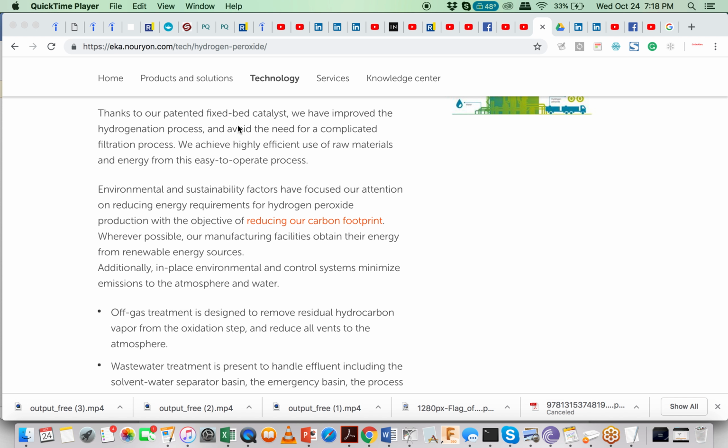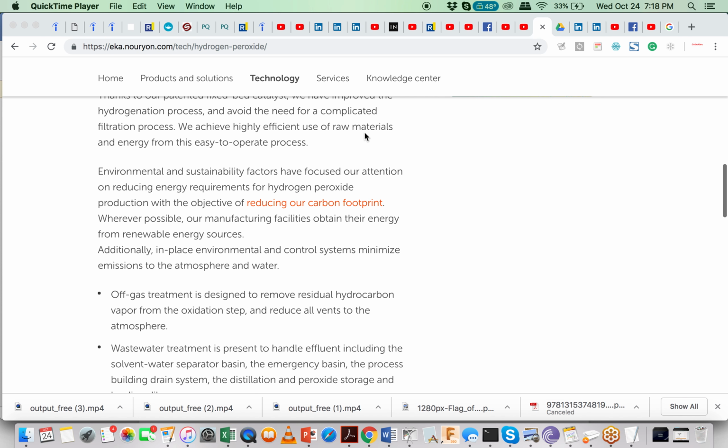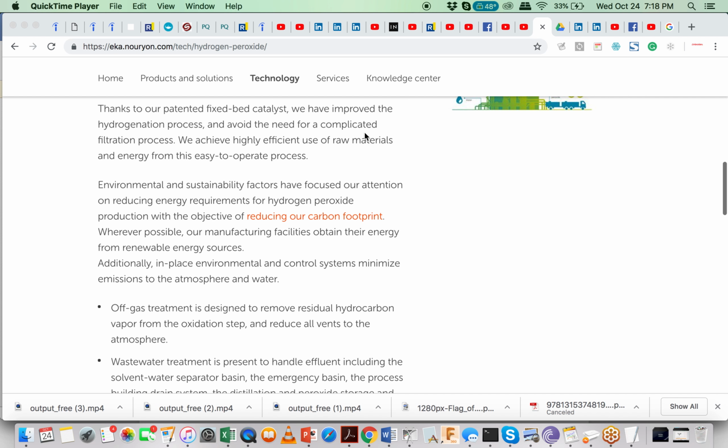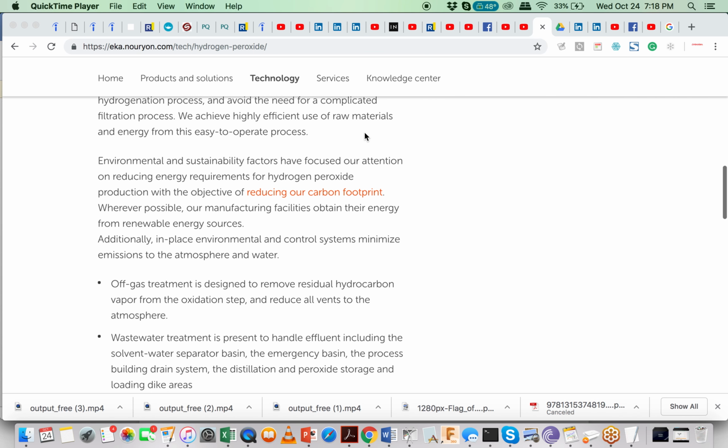Thanks to our patented fixed bed catalyst, we have improved the hydrogenation process and avoid the need for a complicated filtration process. We achieve highly efficient use of raw materials and energy from this easy to operate process.